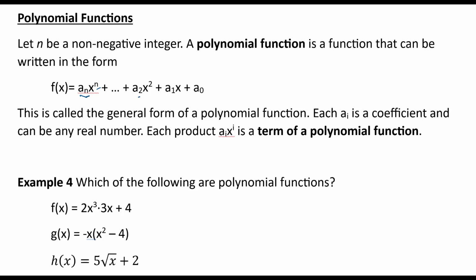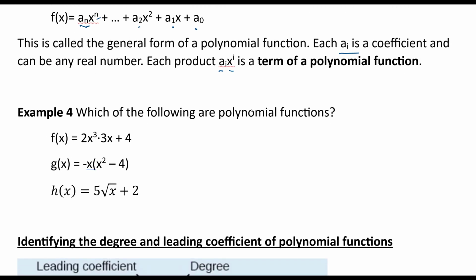Now all these a's are just coefficients, and the x's are the variables to the powers. So each a sub i is a coefficient, and a sub i x to the i is a term of a polynomial. So which of the following would be considered polynomial functions? Well, if we look at this first one, we can distribute, or multiply through. That's 6x to the 4th plus 4. That is a polynomial.